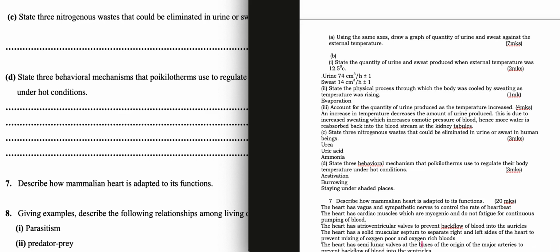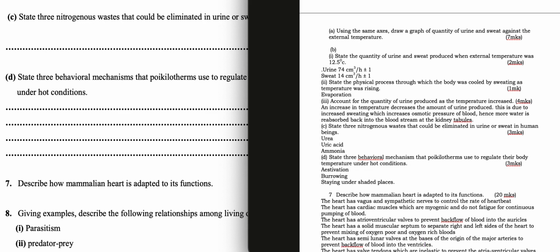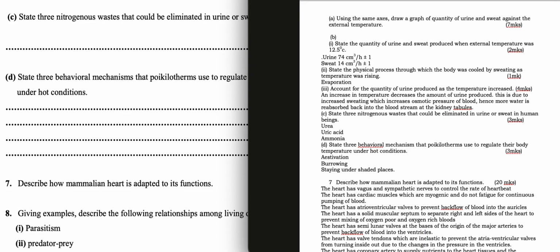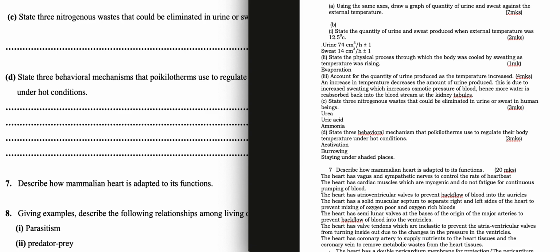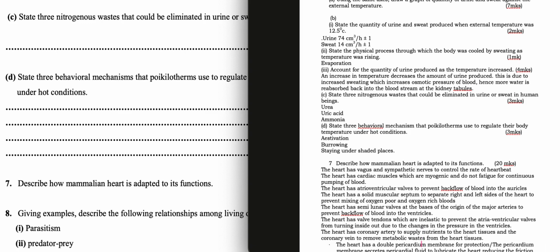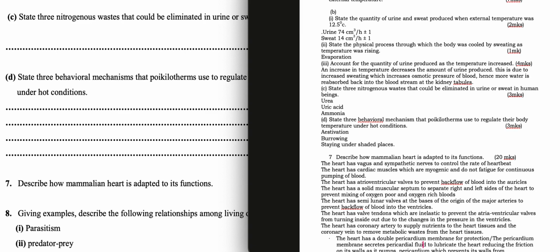oxygen-poor and oxygen-rich bloods. The heart has semi-lunar valves at the bases of the origin of the major arteries to prevent backflow of blood into the ventricles. The heart has valve tendons which are inelastic to prevent the atrioventricular valves from turning inside out due to the changes in pressure in the ventricles. The heart has coronary artery to supply nutrients to the heart tissues and the coronary vein to remove metabolic waste from the heart tissues.